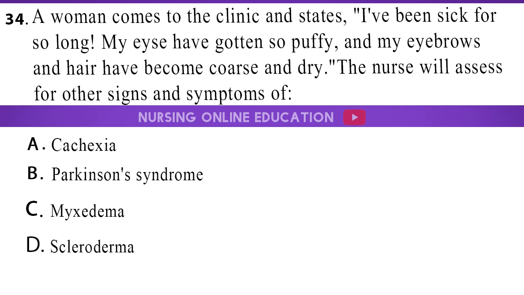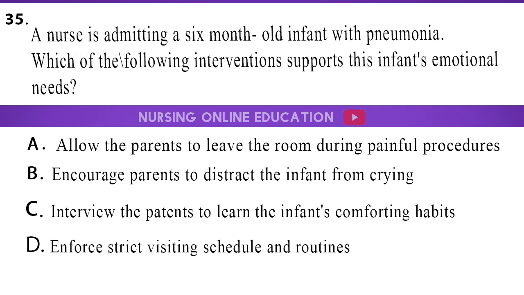The nurse will assess for other signs and symptoms of A. cachexia, B. Parkinson's syndrome, C. myxedema, D. scleroderma. The answer is option C, myxedema. 35. A nurse is admitting a 6-month-old infant with pneumonia. Which of the following interventions supports this infant's emotional needs?